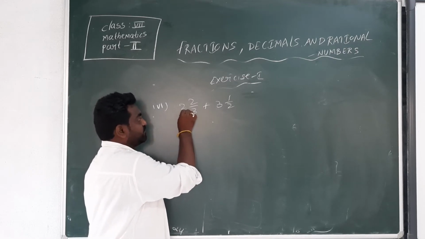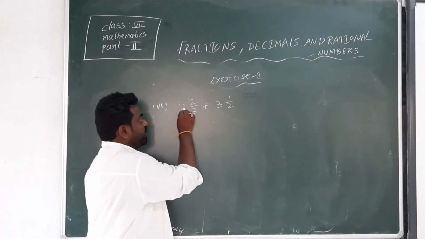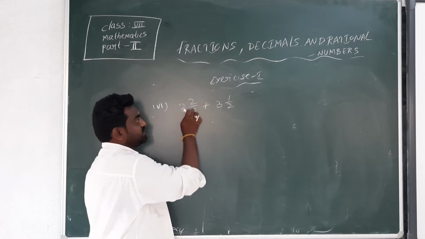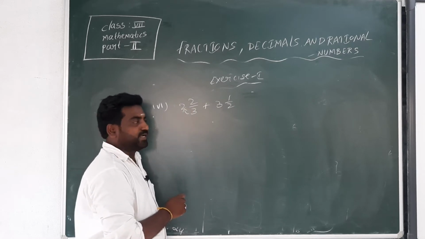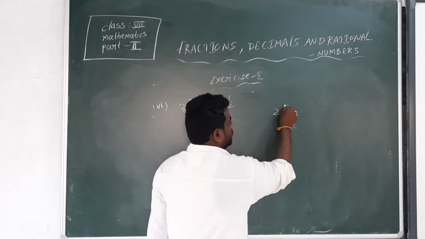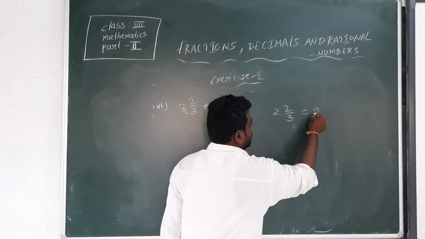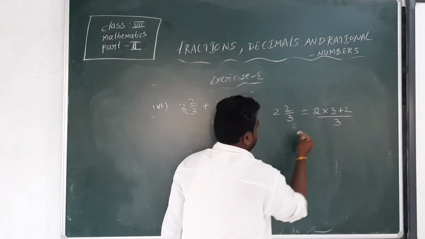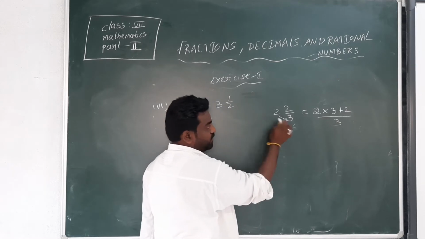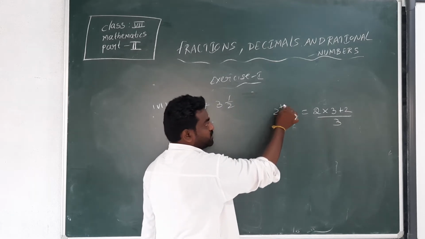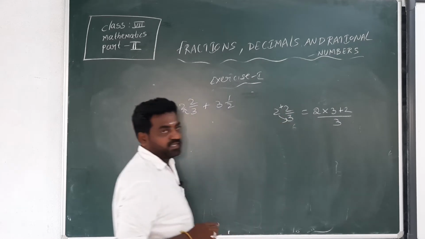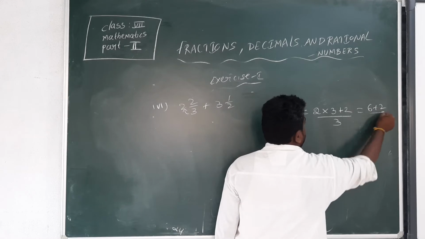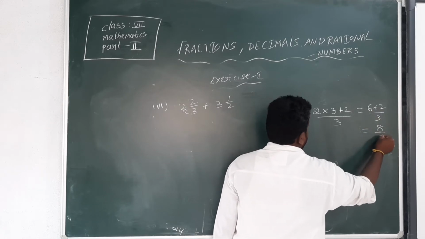2 into 3, we multiply 2 into 3. 2 threes are 6, 6 plus 2 is 8, 8 by 3. 2 2 by 3 is equal to 2 into 3 plus 2 divided by 3. 2 threes are 6, 6 plus 2 by 3, 6 plus 2 is 8 by 3.